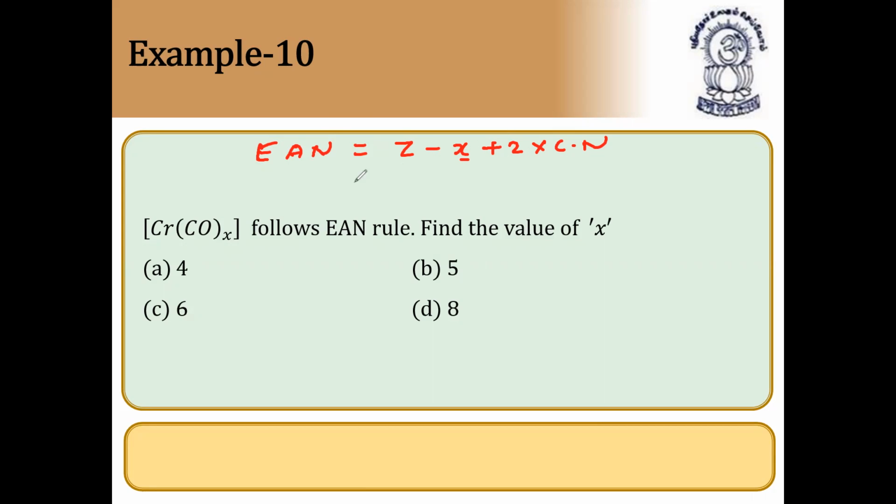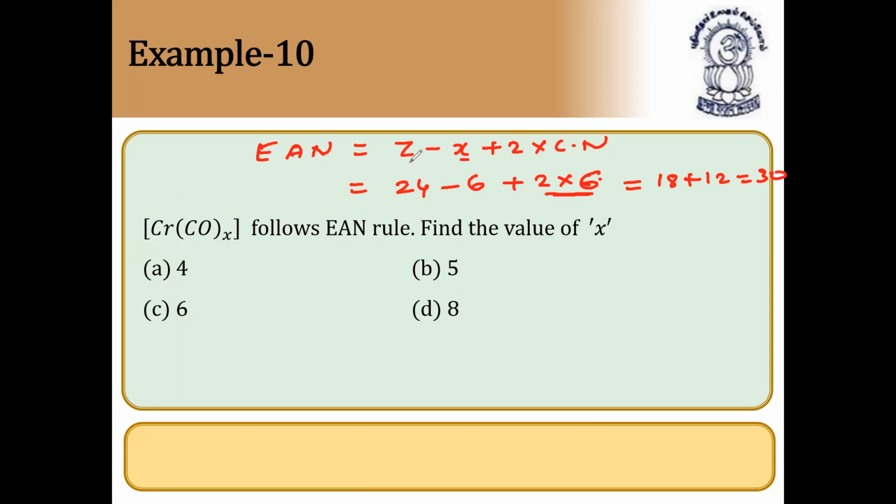Z is equal to the atomic number. So the atomic number of chromium is 24, minus the oxidation state of chromium. Let us see, it is plus 6 because chromium can go up to plus 6, plus 2 into the coordination number. Let us take x is equal to 6. So it is 24 minus 6, 18. 18 plus 12, 30. So definitely x is not 6. So it could be 4. Like that you have to see the probabilities.